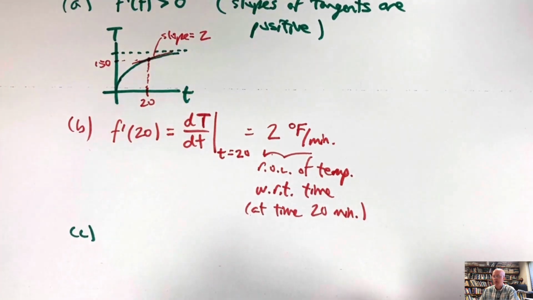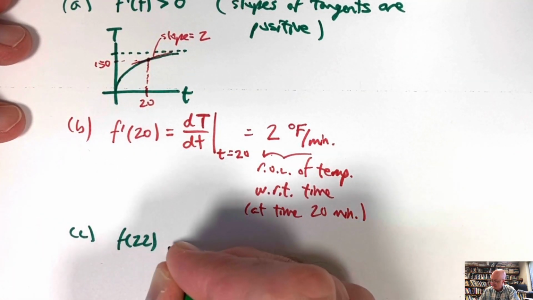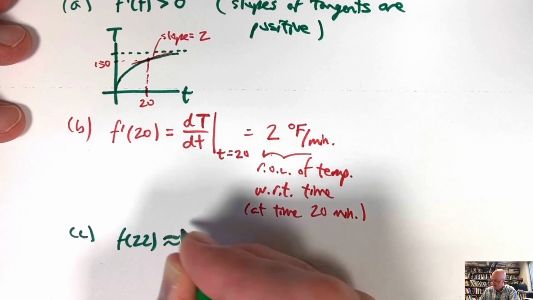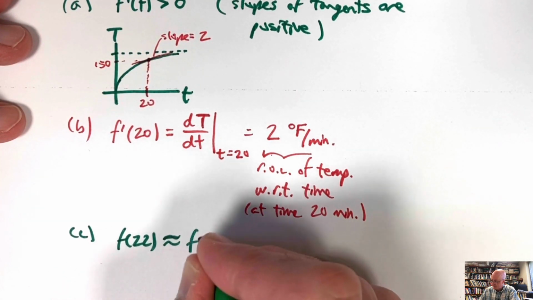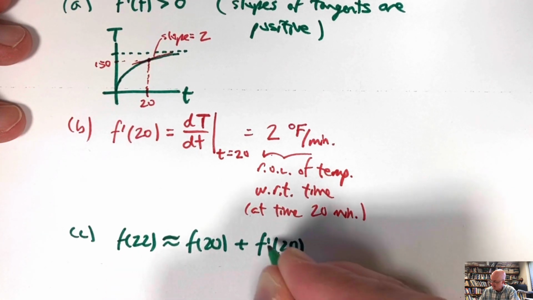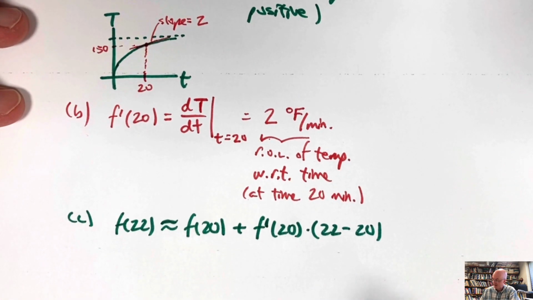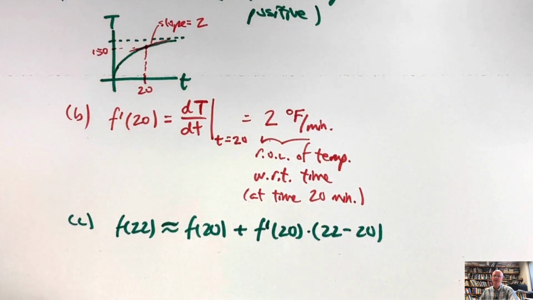There's a couple ways you could write this. You could say f of 22 is approximately f of 20 plus f prime of 20 times 22 minus 20. Now, where in the world did I get that, you might be wondering. Effectively, I'm using the point slope form of the equation of the tangent line when I write that.